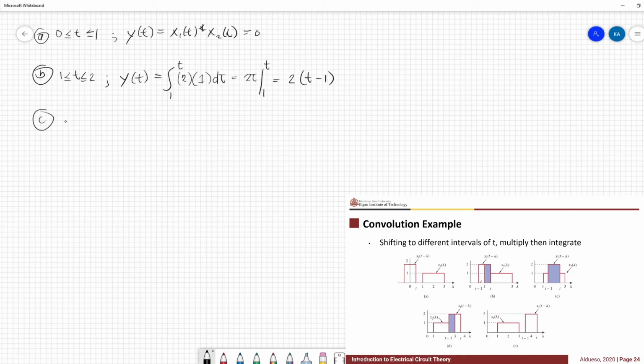So for figure C, for time interval 2 to 3, you look at the figure, the two signals completely overlap between t minus 1 and t, looking at the shaded area. We have y of t equal to integral from t minus 1 up to t. The value of the first function is 2, second function is 1, d tau. So we have 2 tau evaluated from t minus 1 to t. We have a constant value.